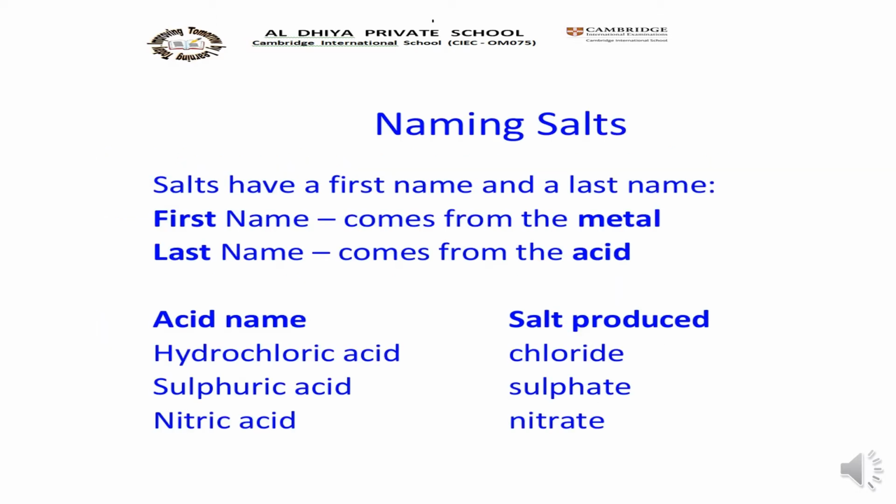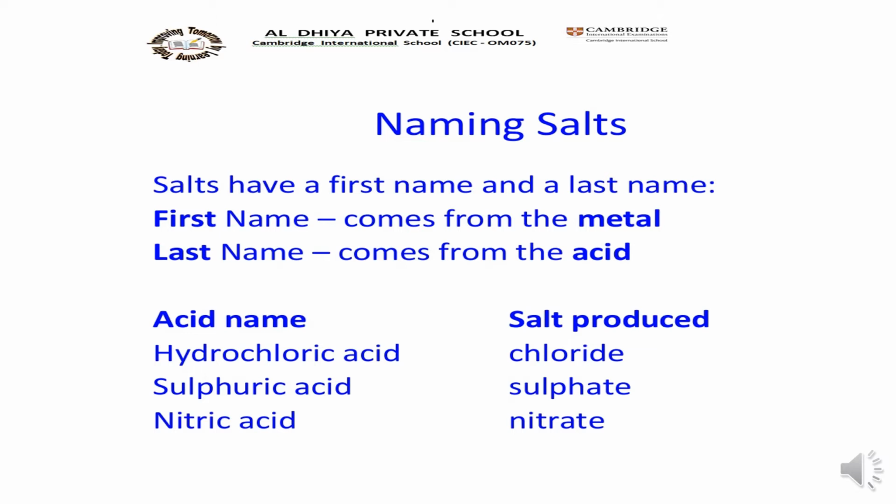Salts have two names. The first name comes from the metal and the last name comes from the acid. If you are using hydrochloric acid, chloride salts are produced. If you are using sulfuric acid, sulfate salts are produced. When nitric acid is used, nitrates are formed. There are so many different types of salts.